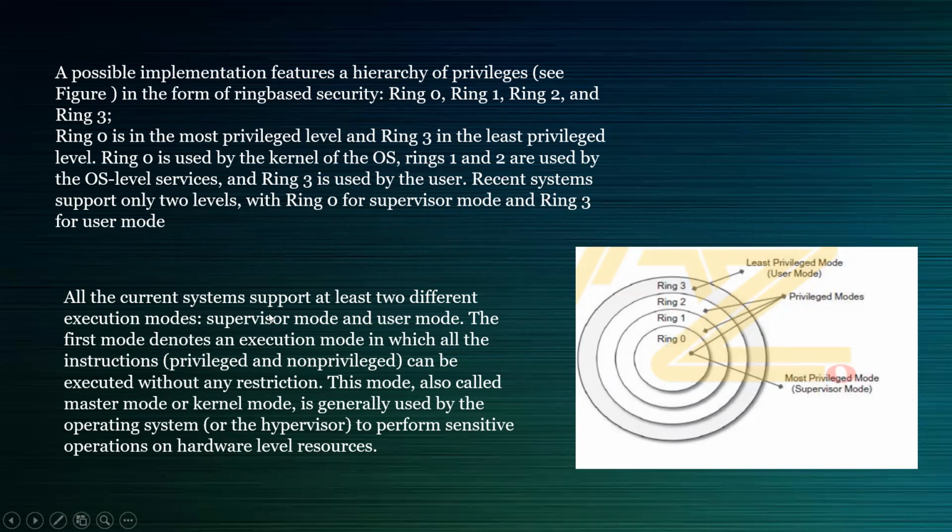All the current systems support at least two different execution modes, supervisor mode and user mode. The first mode denotes an execution mode in which all the instructions can be executed without any restrictions. This mode, also called master mode or kernel mode, is generally used by the operating system to perform sensitive operations on hardware-level resources. So ring 0 is the most privileged mode, and ring 3 is the least privileged mode. Ring 0 is used for the OS, and ring 3 is used for the user applications.